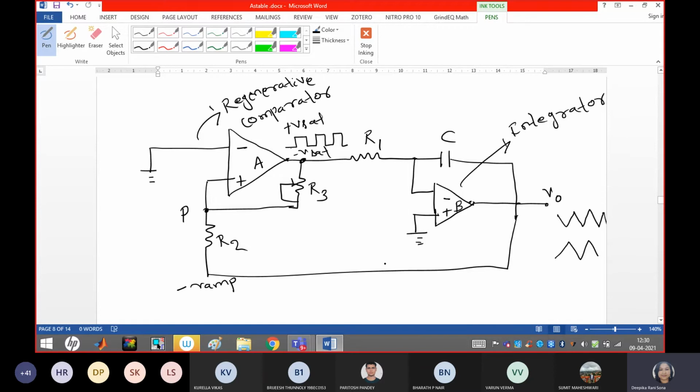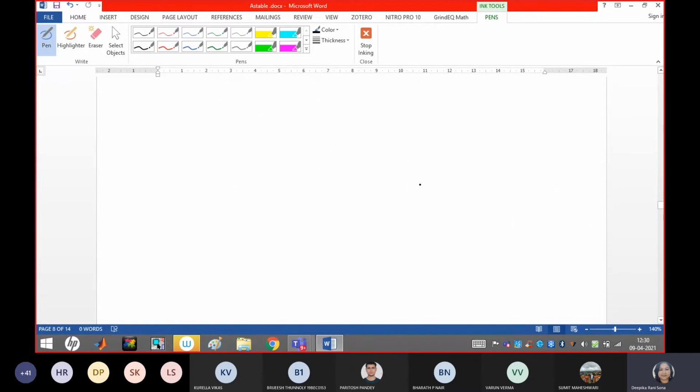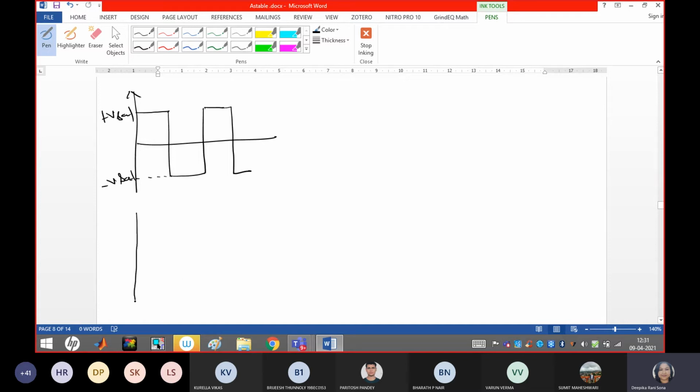Now I am going to draw the output waveform of the triangular wave, then only I will derive the time period. So plus V set, minus V set, plus V set, minus V set, and so on. This is my regenerative comparator output. Then what am I getting? I am getting my output of the integrator like this.